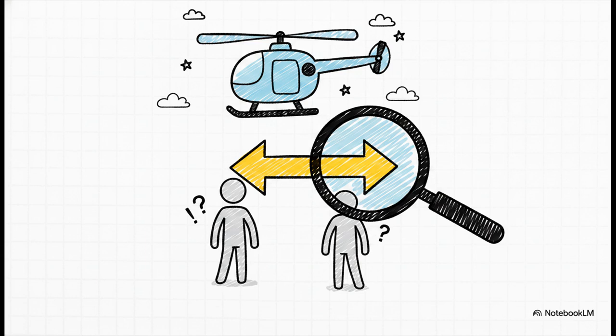Then we introduce the third position, the detached observer. This is a step entirely outside of both your view and their view. You step into an impartial, neutral space. From up here, back in that helicopter, you aren't looking at yourself or the other person individually anymore. You are dispassionately looking at the relationship itself. You are evaluating the dynamic happening between those two viewpoints.